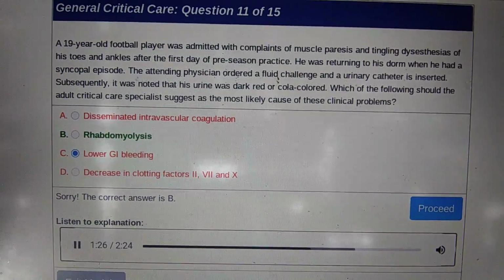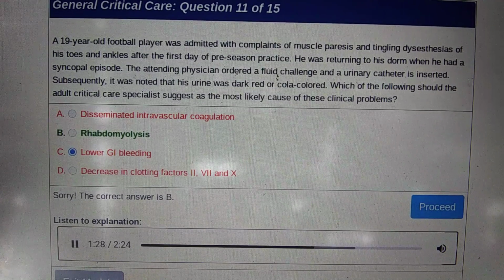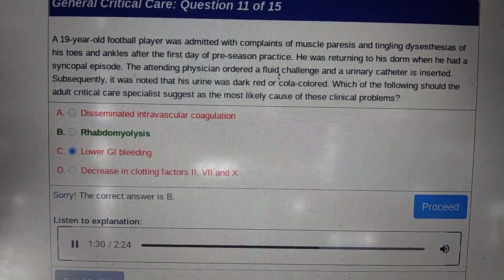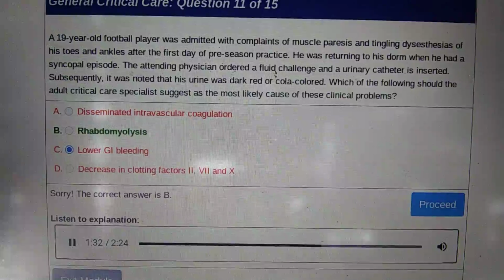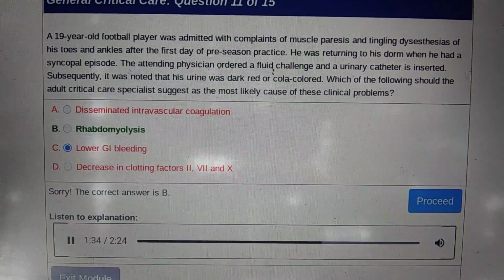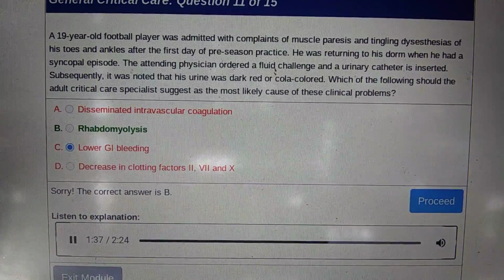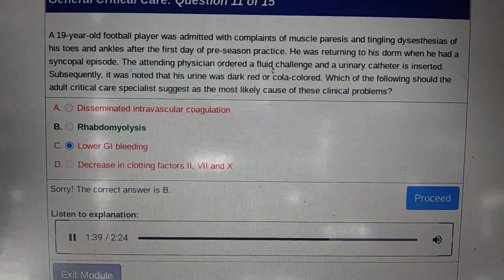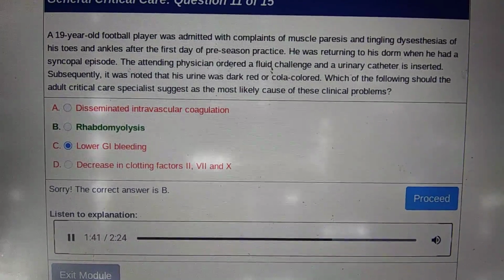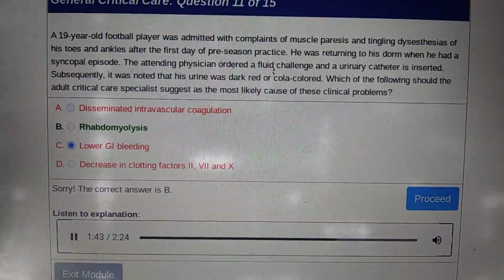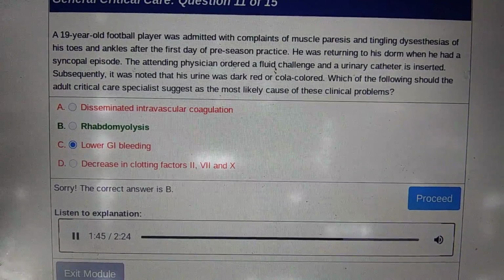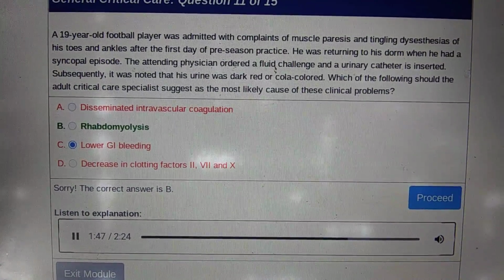Looking at the other options, letter A says disseminated intravascular coagulation, or DIC. Well, that's a problem with coagulation. That's not what we're having here. Also, letter D says decreased clotting factors 2, 7, and 10. That's another coagulation problem. So both of those are kind of associated together, and neither one is relevant to what we're talking about here.